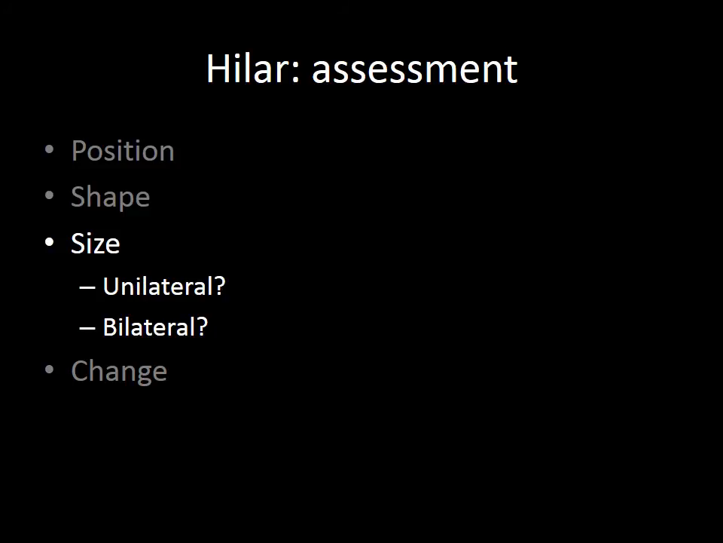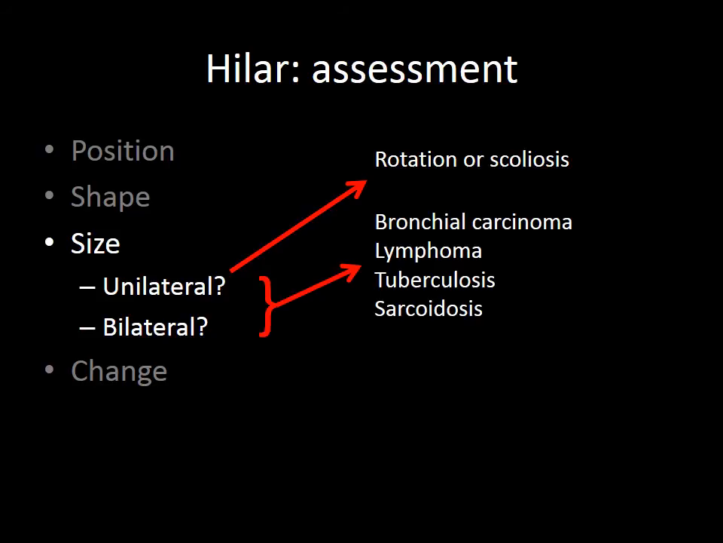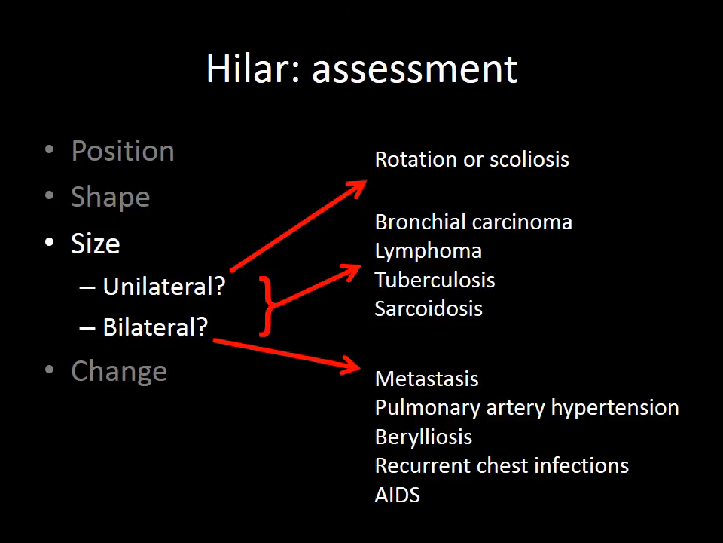This is for two reasons. Firstly, unilateral enlargement could be due to an artifact caused by rotation or scoliosis. Secondly, although unilateral and bilateral hilar enlargement can be caused by similar diseases such as bronchial carcinoma, lymphoma, tuberculosis or sarcoidosis, bilateral hilar enlargement can also be caused by metastasis, pulmonary artery hypertension, borreliosis, recurrent chest infections or AIDS.